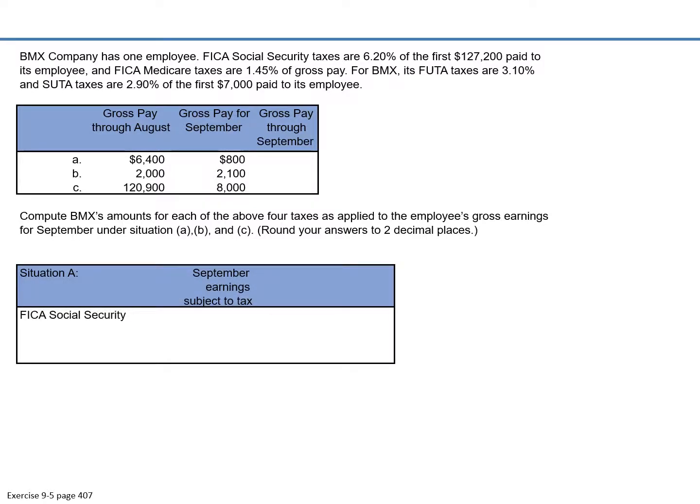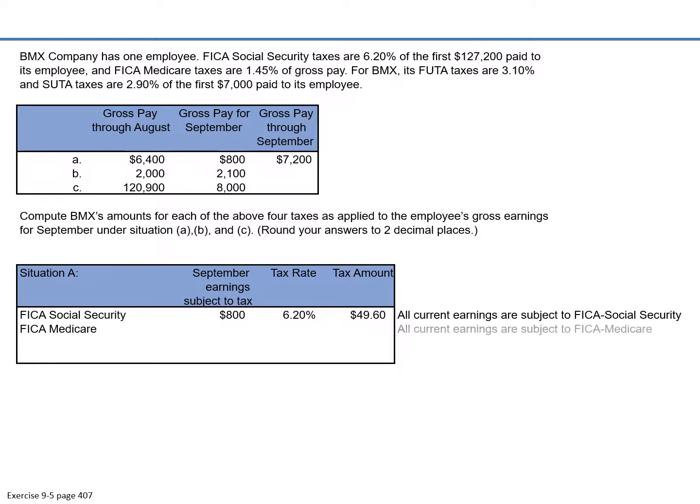So, under situation A, where they have gross pay through August of $6,400 and pay for September of $800, the earnings subject to FICA Social Security are all earnings. So 6.2% times $800 is $49.60 for September. FICA Medicare, all the earnings are subject to FICA Medicare. So we have $800 subject to 1.45%, or $11.60.